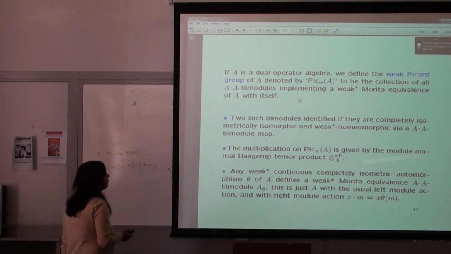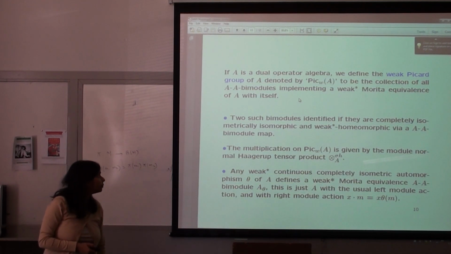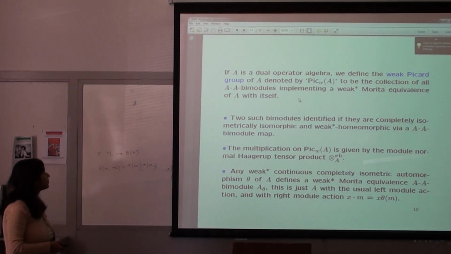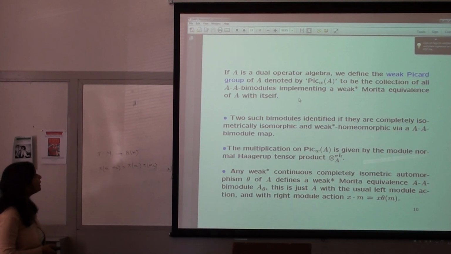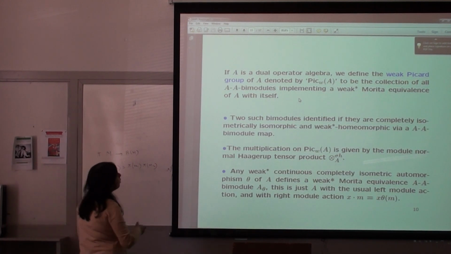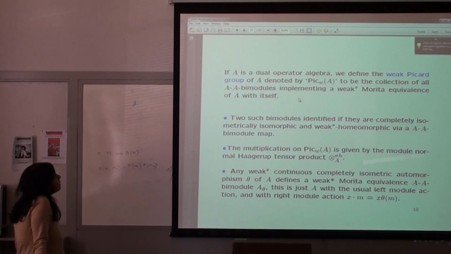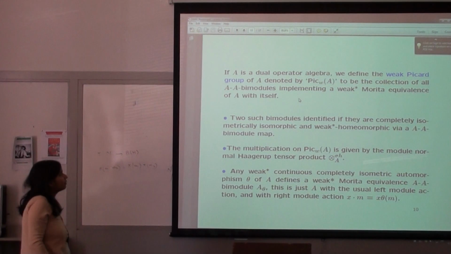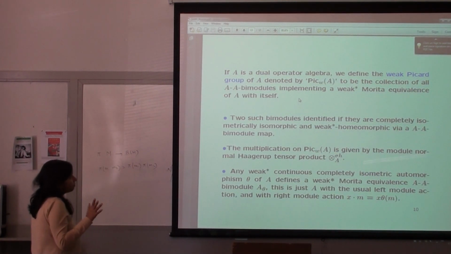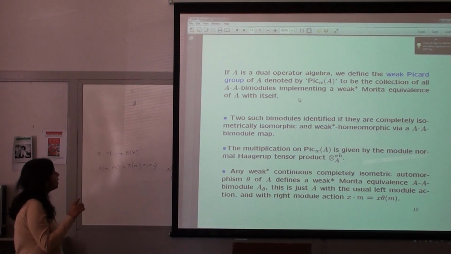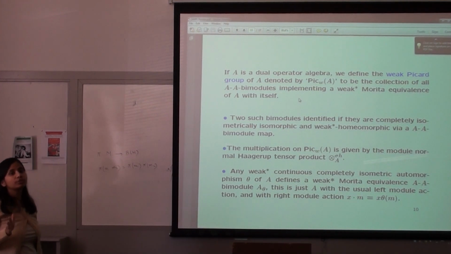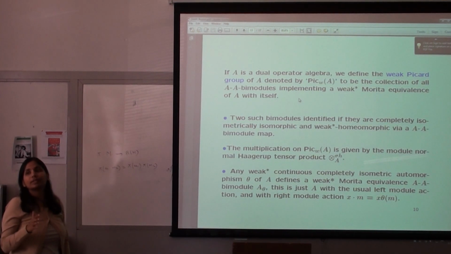So now we will define what a weak Picard group of a dual operator algebra is. If A is a dual operator algebra, then we define the weak Picard group, which is denoted by the Picard group of A with W to denote that it's a weak Picard group. The weak Picard group is defined as the collection of all A-A bimodules which implement the weak star Morita equivalence of A with itself. So instead of now considering two algebras, we just have one algebra. So we are looking at all the bimodules which establish a weak star Morita equivalence of A with itself.